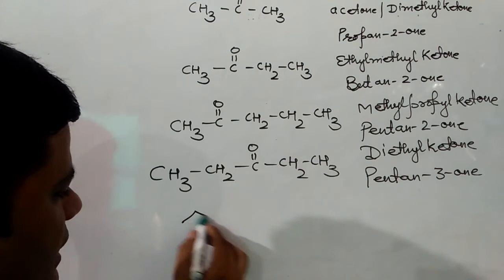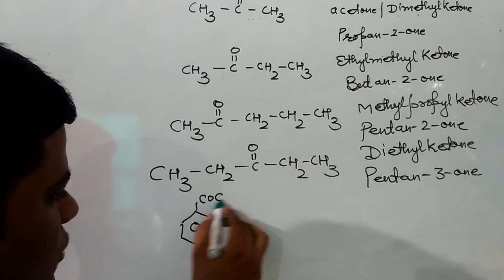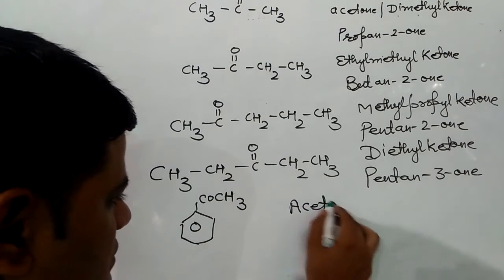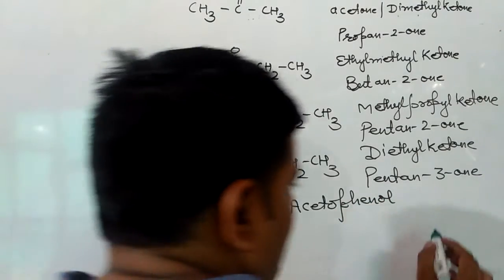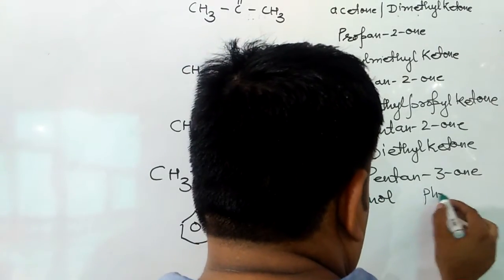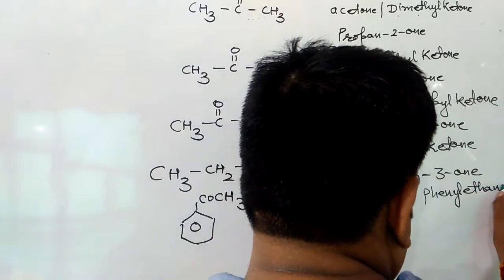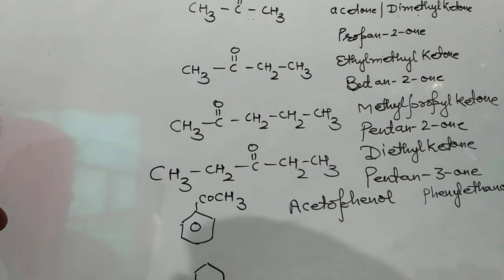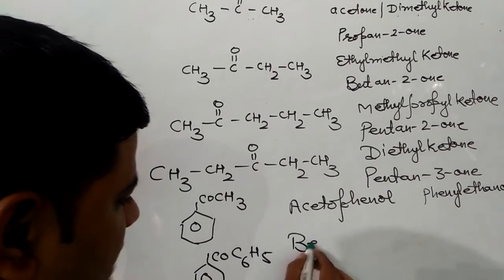Next will be acetophenone. Benzene is having a COCH3 group over it. It is named as acetophenone, and IUPAC name will be phenylethanone. And the last one will be benzophenone. Benzene is having a COC6H5 group over it. Common name is benzophenone.